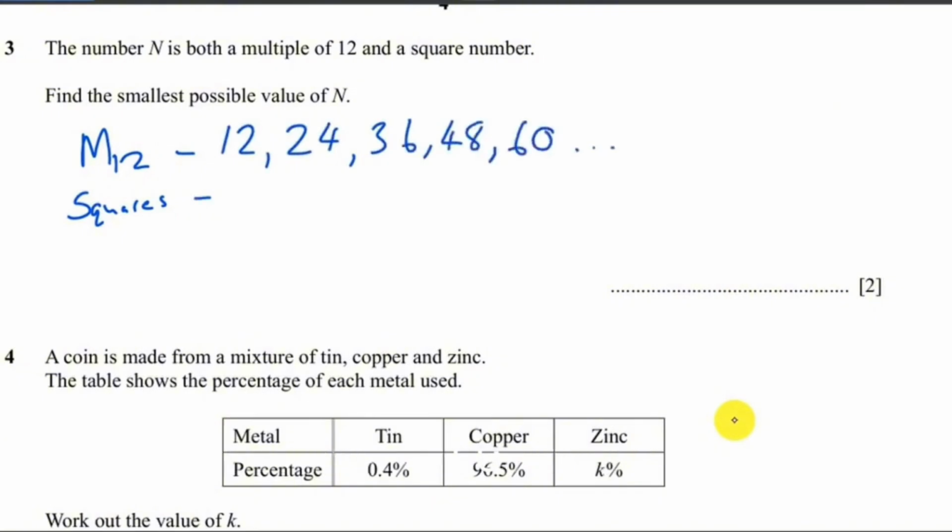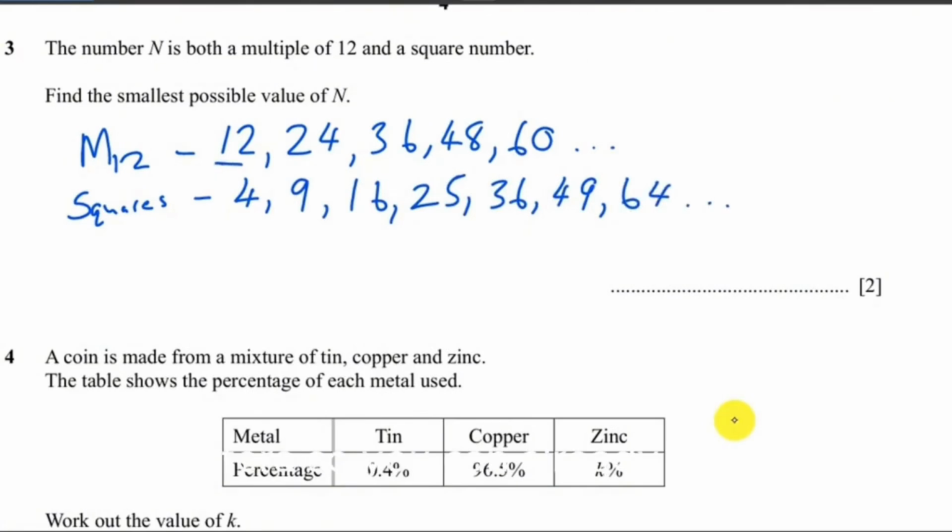48, 60. Then the squares, we've got 1 times 1, that gives us 1, 2 times 2, 4, 9, 16, 25, 36, 49, 64, etc. So you can already tell that 36 is the common one here. So we've got 36 as the common number. So that's the smallest possible value of n, because they say that the number n is both a multiple of 12 and a square number.